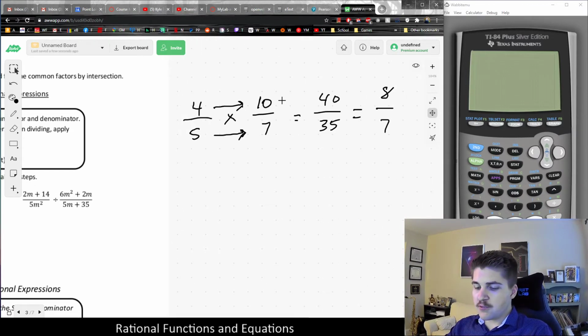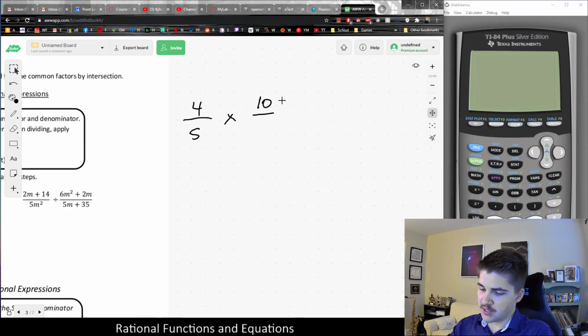However, if we were to first factor those numbers, we can actually skip a step. That's our usual plan of attack for multiplying rational expressions: right off the bat, notice that 5 and 10 share a common factor. I could rewrite 10 as 5 times 2, and I could cross cancel factors like that.